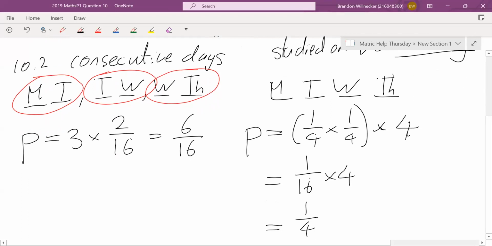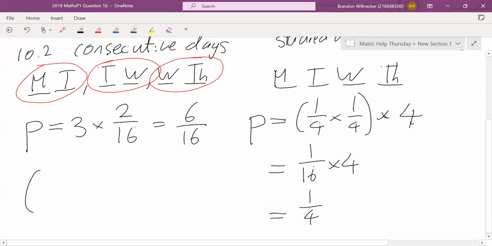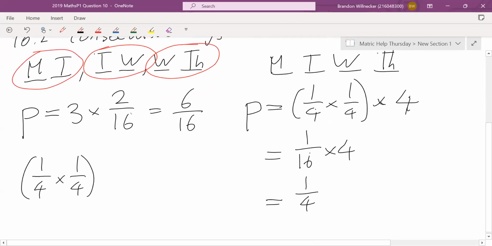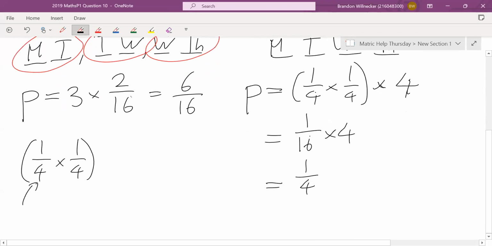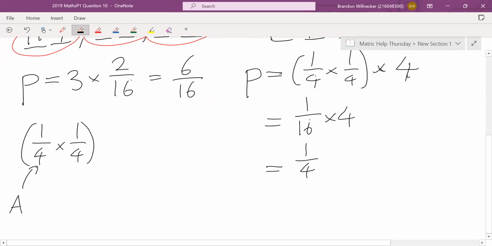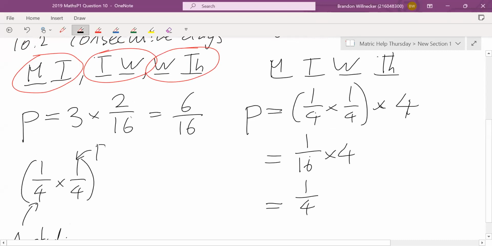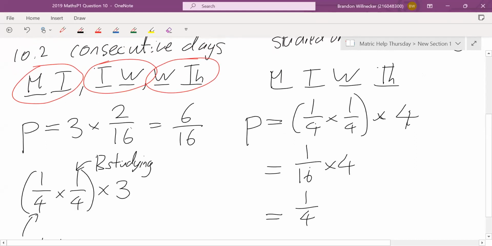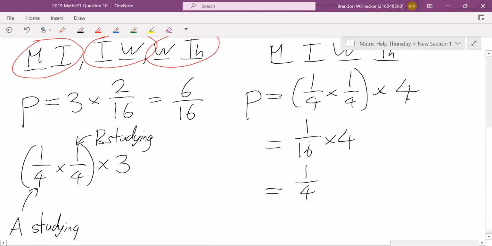So how did we get this? Well, we can look at the first part. So 1/4 times 1/4. This is going to be the first one. Let's say A is studying on that day. The next one, B studying. Then we need to multiply this by 3 because there are 3 possible consecutive day groupings. The Monday, Tuesday, that's one grouping. Tuesday, Wednesday, that's another grouping. Wednesday, Thursday, that's another grouping.